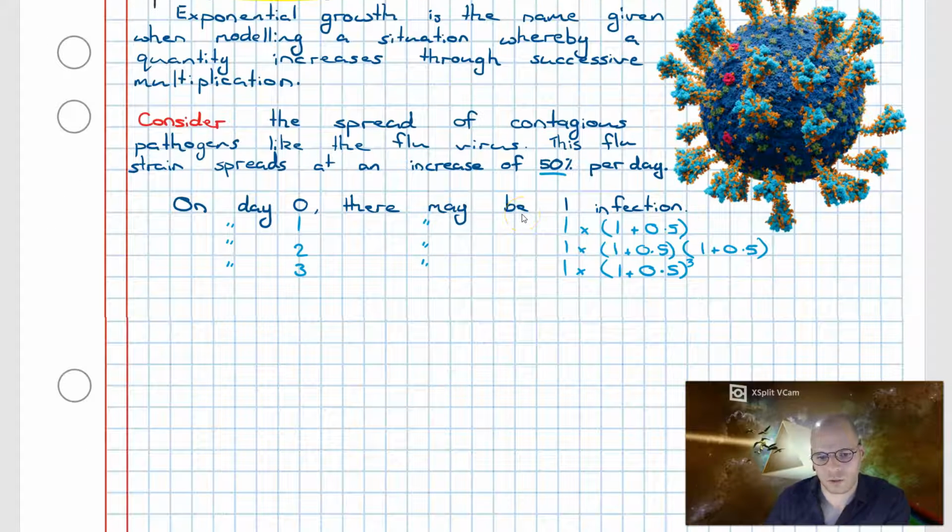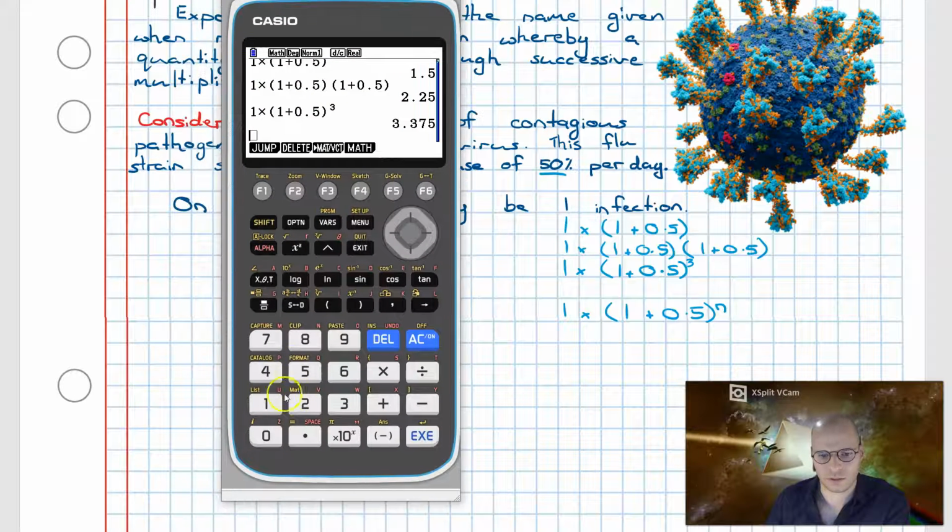Now this can go onwards, or we can find a simpler way of expressing this, and we can just say that on day n, we're going to expect to see 1 multiplied by 1 plus 0.5 to the power of n. Using this little formula here, we're able to determine the amount of cases on any given day. So if we go to day 15, we're going to have 437 cases, so it's starting to get out of control. Then on day 25, if we don't do anything about this, we're going to have 25,000 cases.